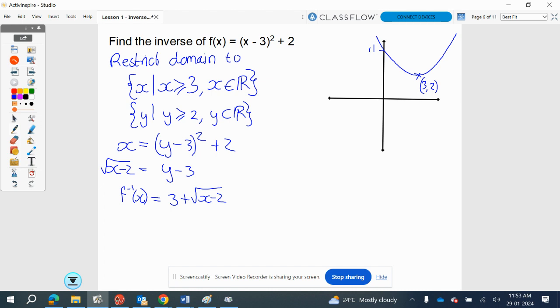Greater than or equal to 2. This is an easy question. You don't have to work it out and think. Don't look at the function for the f inverse and think. Look here and just write it down. So the domain of this is that x is greater than or equal to 2, and x is an element of the set of real numbers. The y value, or the range, is greater than or equal to 3.